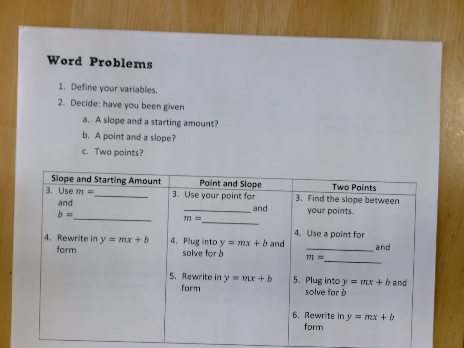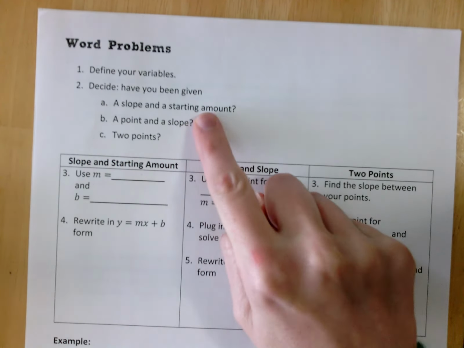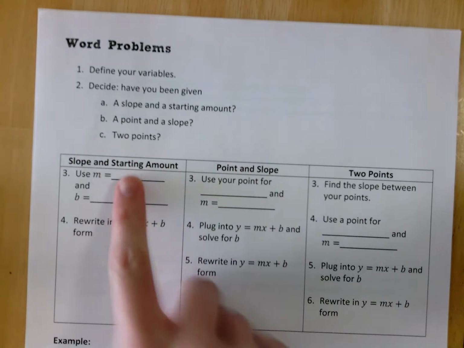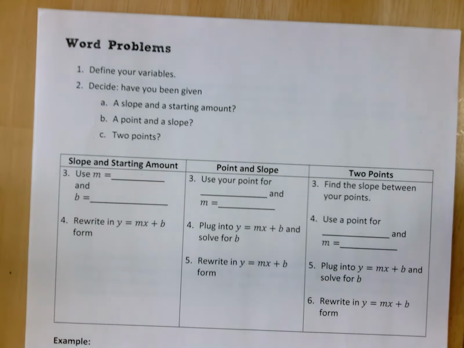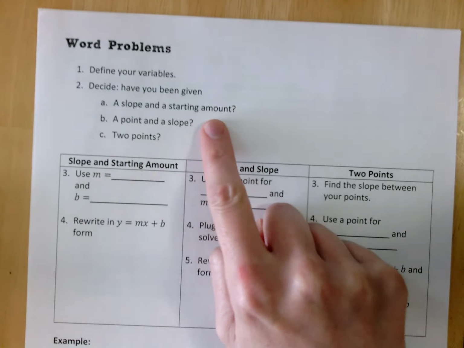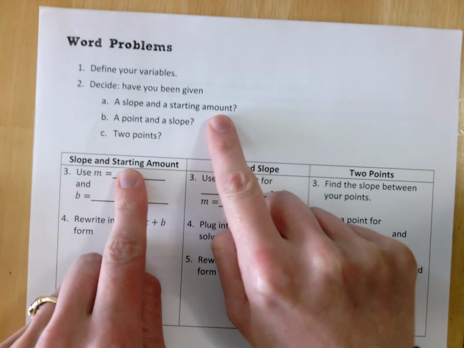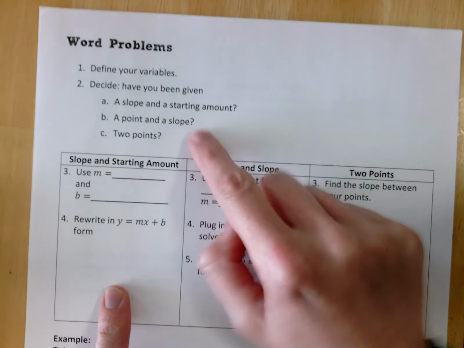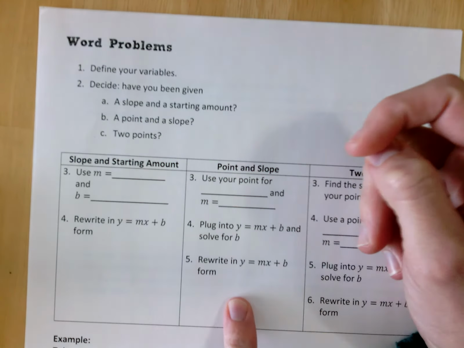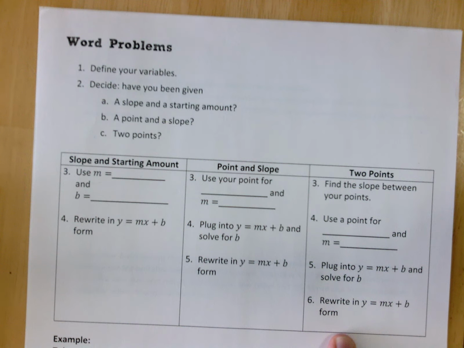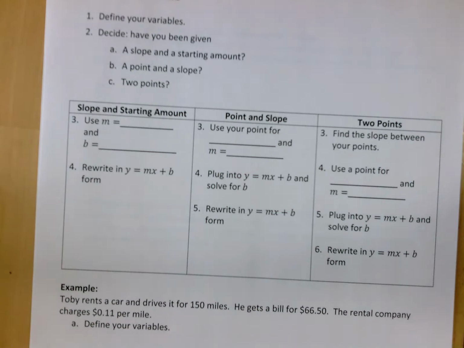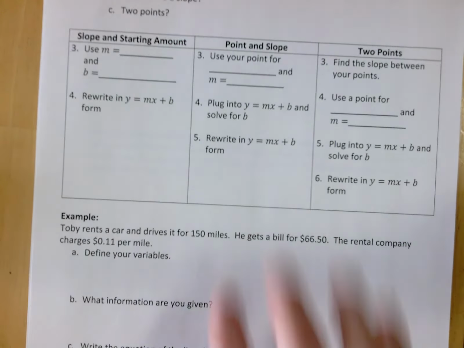Okay. So once you've done that, the next thing you have to decide is what information have you been given? There's three separate ways that you approach these problems. Sometimes you're going to be given a slope and a starting amount, and you're going to follow these steps. If you're given a point and a slope, you follow these steps. And if you're given 2 points, you follow these steps. Okay, so here's what we're going to do. We're going to go through some of these word problems and we'll sort of explain what you do as we get there. So let's look at this first guy.